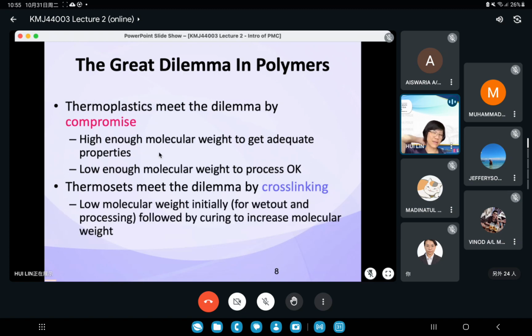And that is what we mentioned about the thermoplastic, right? So how about the thermoset? Usually thermoset is in a liquid form, correct? So we have not added any cross-linker into it, or we call it hardener.